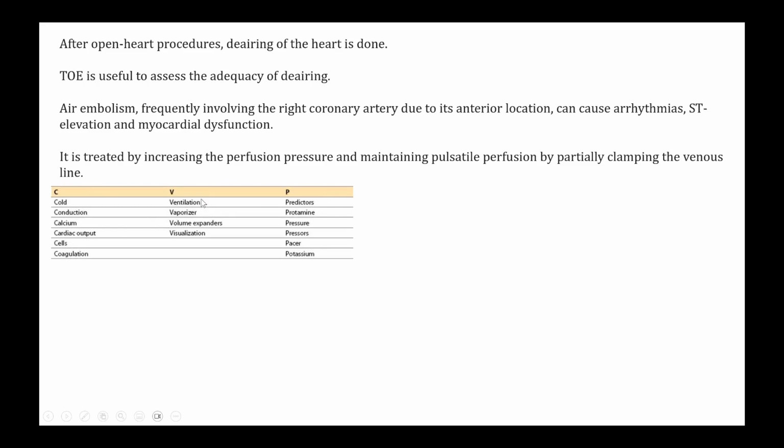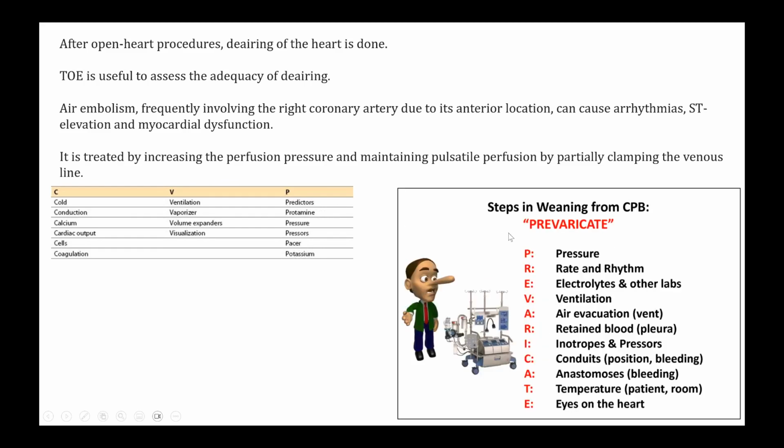For the V, you have to see the ventilation, switch off the vaporizer, use volume expanders, and visualize the heartbeat, whether the heart is getting filled up properly and whether it is beating properly. And for the P, you have to see what predictors are there for difficulty in weaning. Give adequate protamine, maintain pressure, use pressors if necessary, use a pacer if necessary, and correct the potassium discrepancies. This is another mnemonic to remember what things you have to prevaricate. I don't want to go into detail; more or less the same thing will be there.